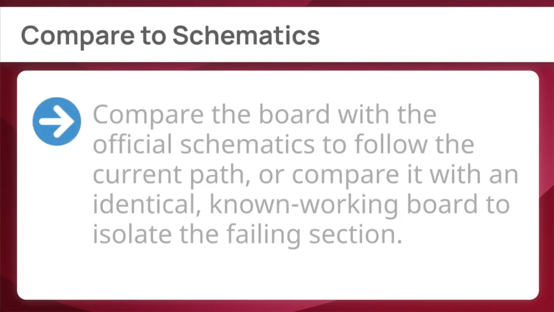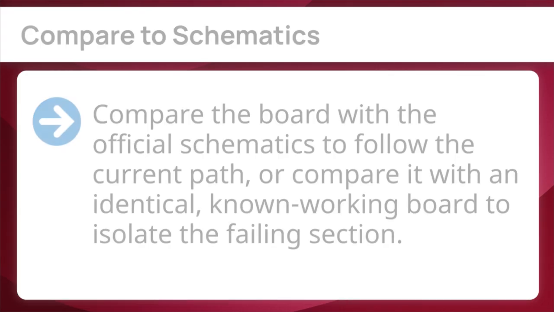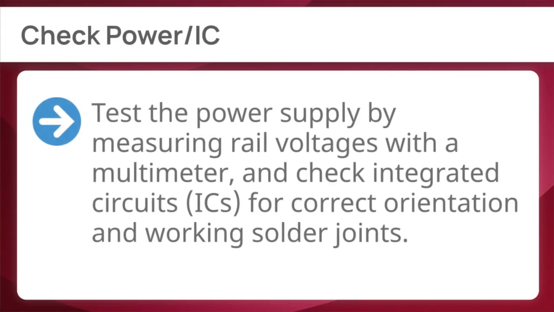Next, compare 2 schematics. Compare the board with the official schematics to follow the current path, or compare it with an identical known working board to isolate the failing section. Finally, check power IC. Test the power supply by measuring rail voltages with a multimeter and check integrated circuits, ICs, for correct orientation and working solder joints.